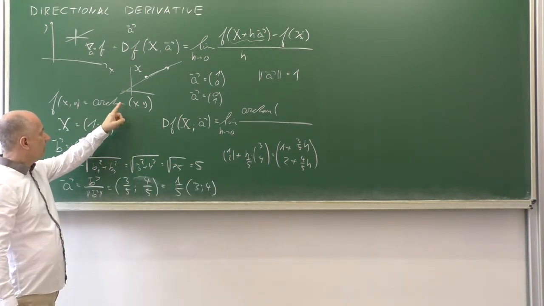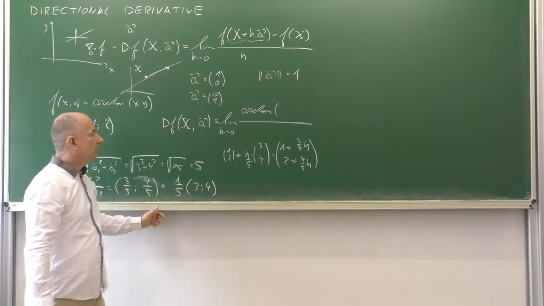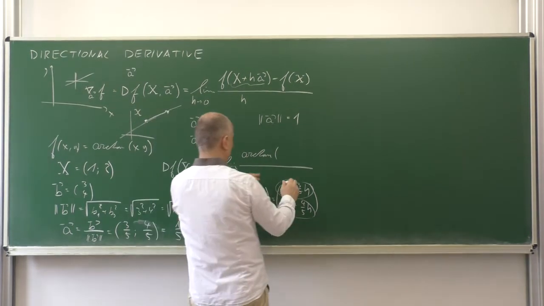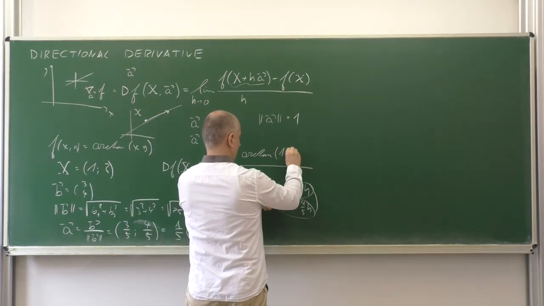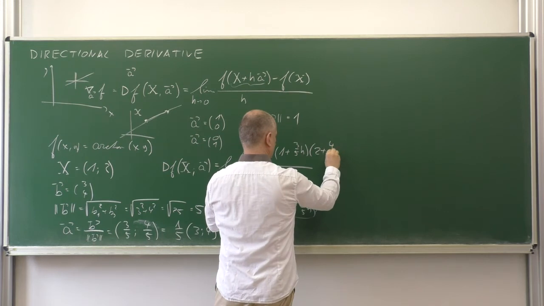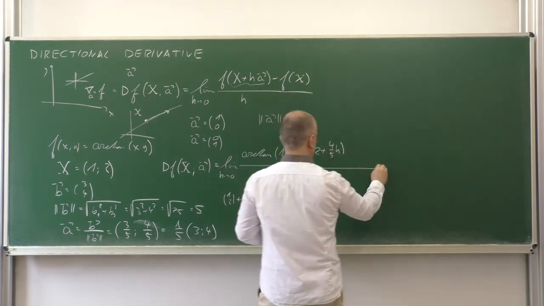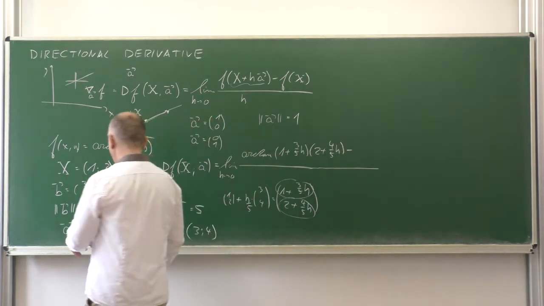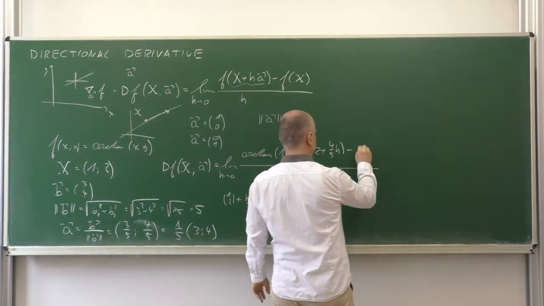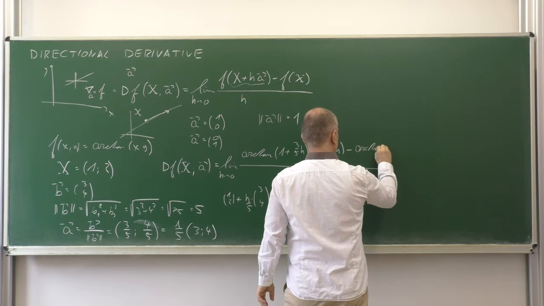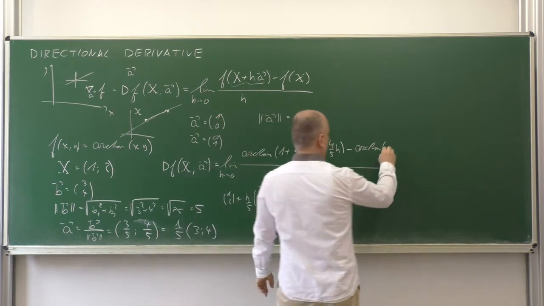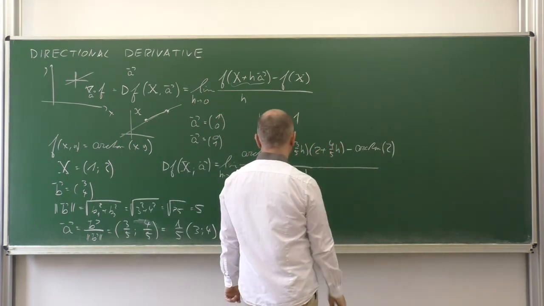And the function is arctangent of the product of the two arguments. This is the first argument and this is the second argument. So this is arctangent of product of 1 plus 3/5 of h times 2 plus 4/5 of h minus function value at x, which is arctangent of the product of the two arguments, which is 1 times 2, divided by h.